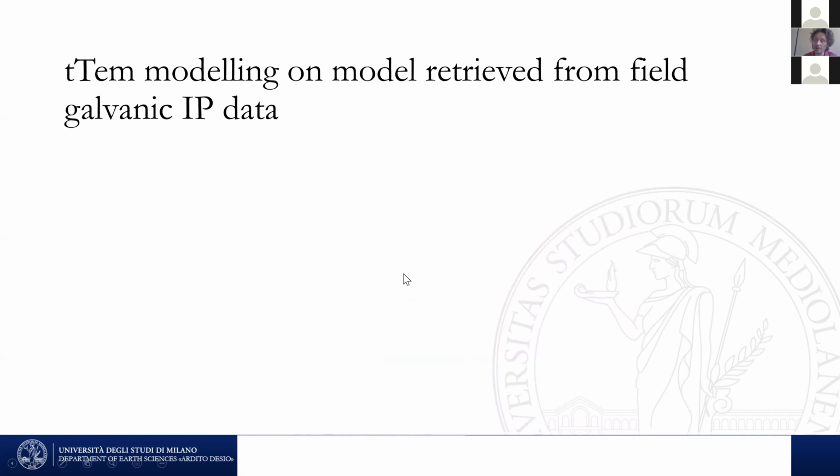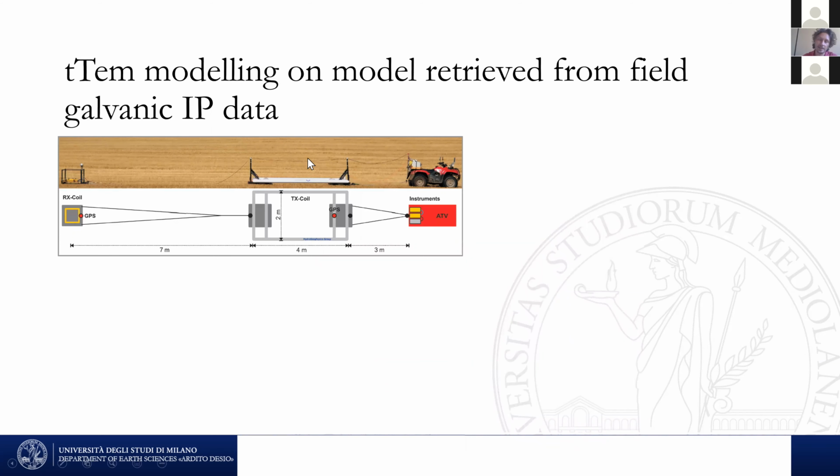Another example that shows how strong this IP effect is on EM data is an exercise that I did mimicking, in this case, not the SkyTEM system, so not an airborne system, but the TTEM system. It's a towed system where we have a 4x2 transmitter towed on the ground, and then we have a receiver 7 meters after the transmitter. With this system, it's possible to acquire 1,500 hectares of data per day, with sounding spacing of 5 meters along the lines and distances between lines of 10 to 20 meters. So it's possible to acquire really a lot of data.